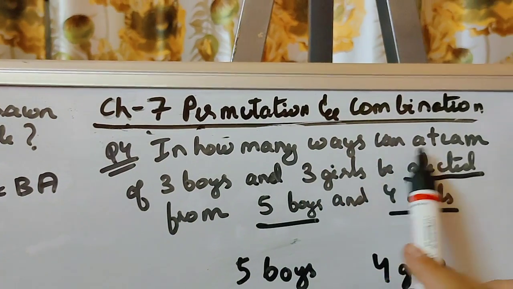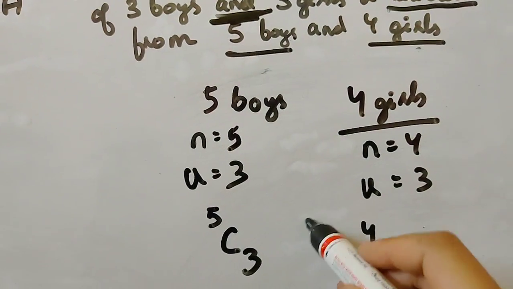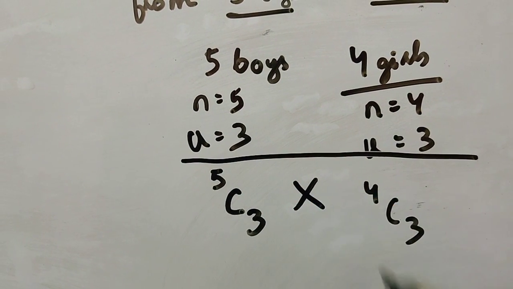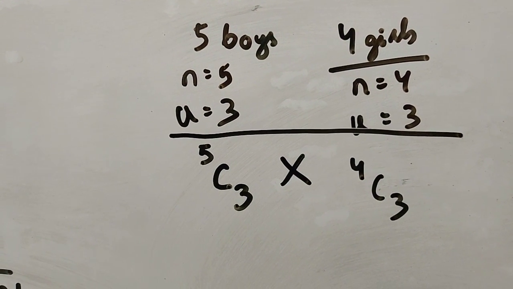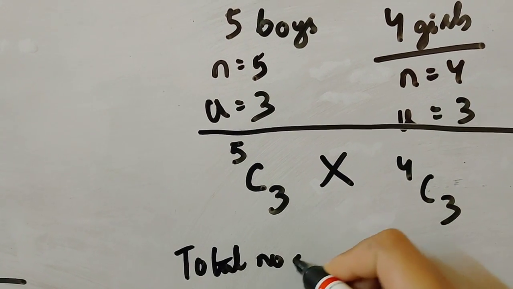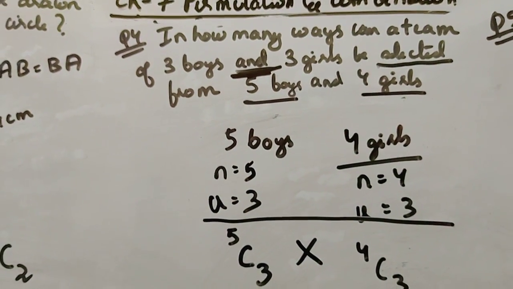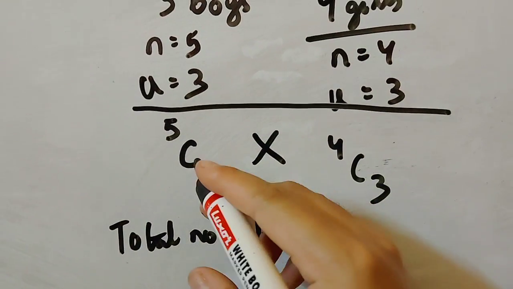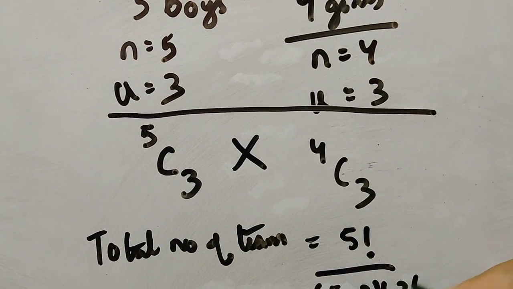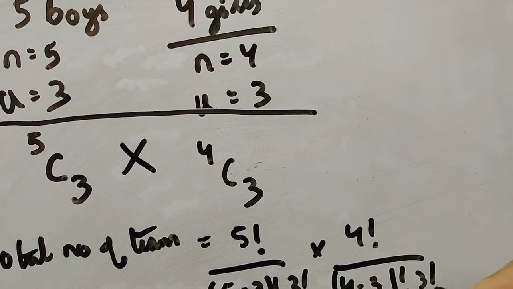Now you see here, in how many ways can a team of 3 boys and 3 girls? "And" means you are going to use multiplication. So you have to calculate in this way: 5C3 into 4C3. Total number of teams of 3 boys and 3 girls from 5 boys and 4 girls will be calculated. 5 factorial divided by 5 minus 3 factorial, 3 factorial, into 4 factorial divided by 4 minus 3 factorial into 3 factorial.